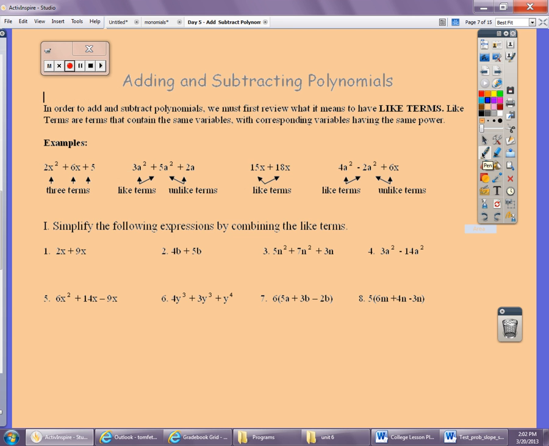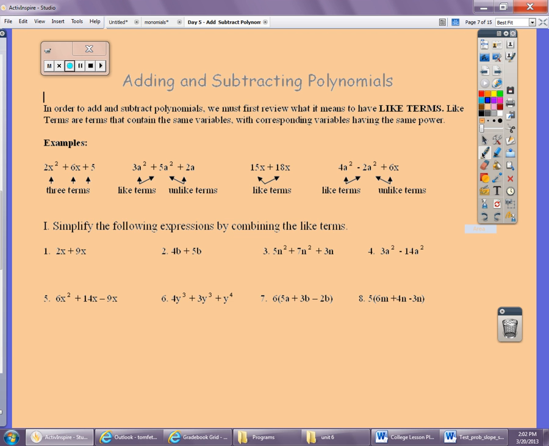Alright, note number 5, adding and subtracting polynomials. Now, in order to add and subtract polynomials, we must first review what it means to have like terms. Like terms are terms that contain the same variable with corresponding variables having the same power.